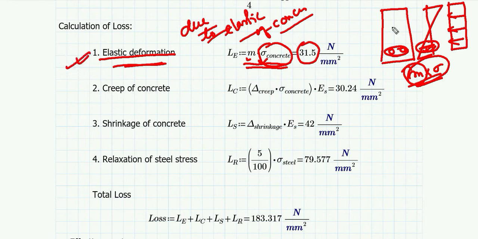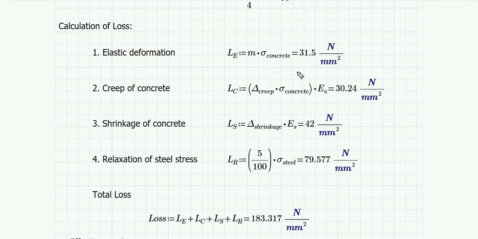Now the second one is the creep due to concrete. If you see, the creep value is given as a unit of per Newton mm square. That means per unit stress, what is the creep strain that is given, right? Which we have represented as delta creep. This is the creep per unit stress of concrete.